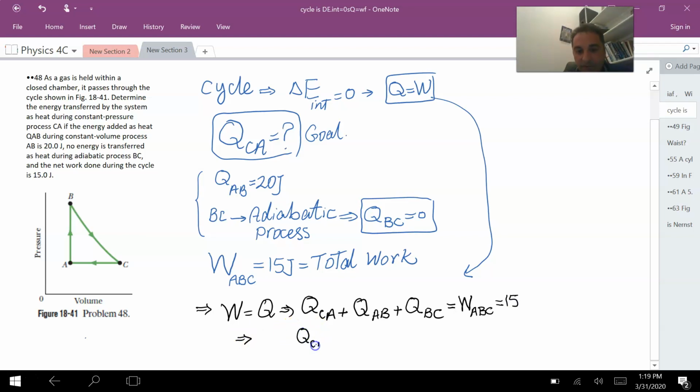Now let's substitute. These are easy questions, honestly. So I'm going to substitute QCA plus QAB, which is 20. You just need to understand what it says. QBC is 0. Equal to 15. Therefore, QCA is negative 5 joules.